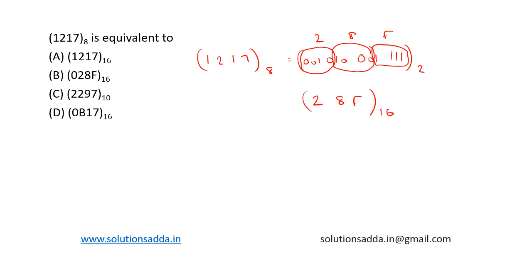Now see the options. Option A is 1217 in hexadecimal. No. Option B is 028F. Yes, this is the correct answer. Even option D is wrong. Even option C is also wrong. Option B is the correct answer here.